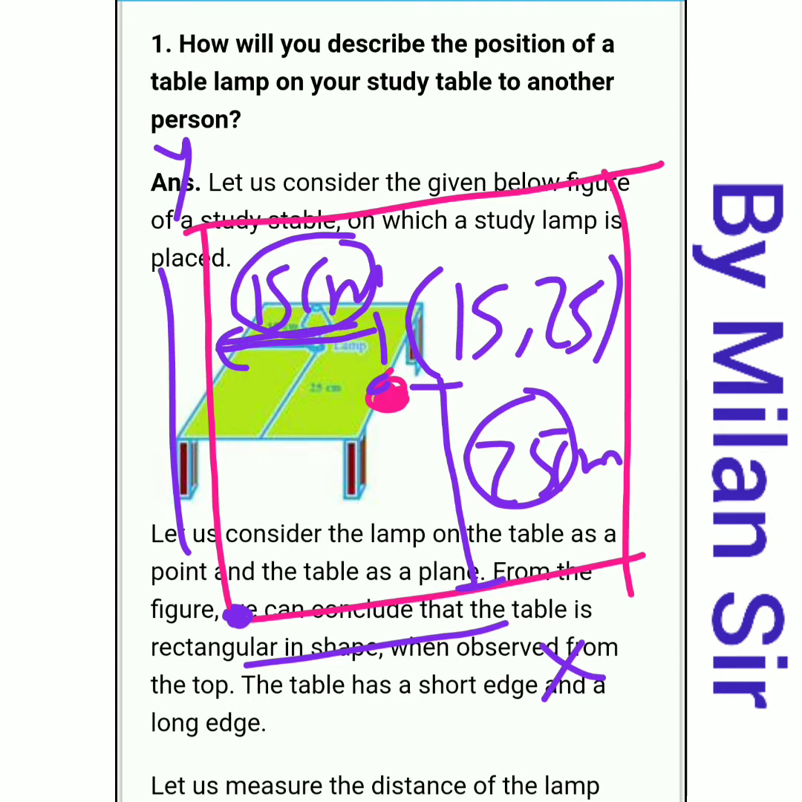First the distance on the x-axis, then the distance on the y-axis. So 15, 25 is the coordinate of this table lamp. This coordinate describes the position of the table lamp.